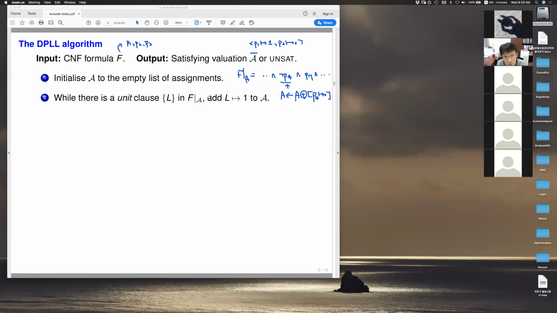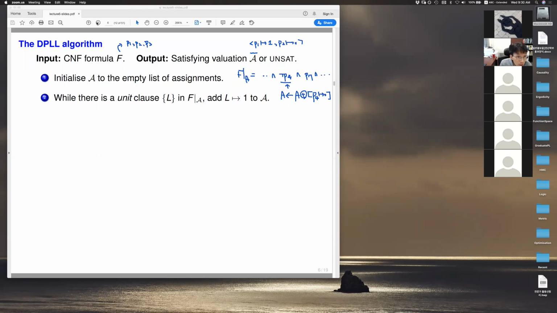And this process is repeated over and over again until we end up with a simplified formula that doesn't contain any unit clauses at all. You can see that this can also be done very efficiently, because identifying a unit clause is very easy, and setting this value is also very easy. So this part can be done efficiently. The actual implementation is much more efficient, but for us, this is enough.